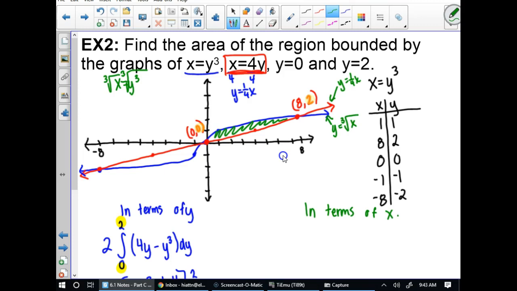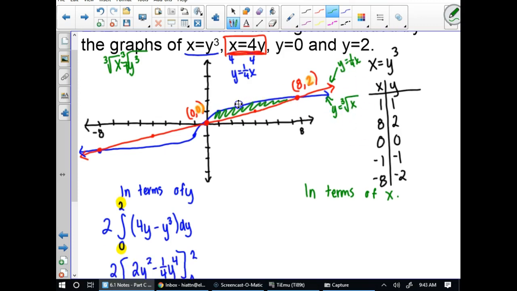So if you're doing it in terms of x, with vertical like top minus bottom, then your equations have to be in terms of x. So if we're thinking top minus bottom, which function is on top? The cube root, right? That blue line. So that cube root, we would integrate the cube root of x minus the line, which is 1/4 x. And we would put a dx here.